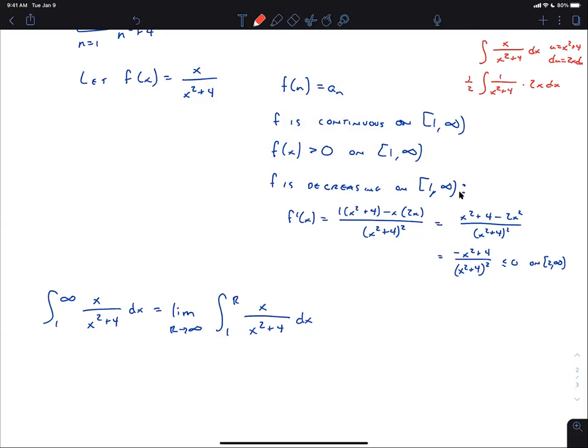So I move the x off of the fraction, multiply inside by 2 and outside by 1/2. That gets us 1/2 integral 1 over u du. That's 1/2 log of the absolute value of u, but u is x squared plus 4, plus c.